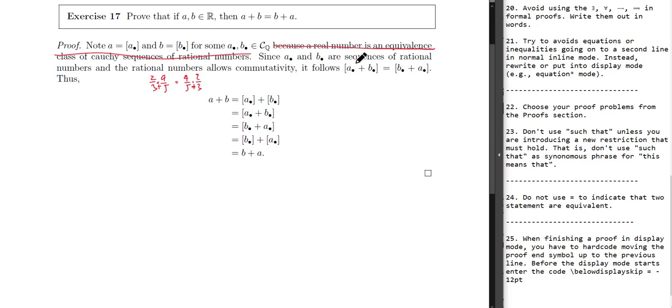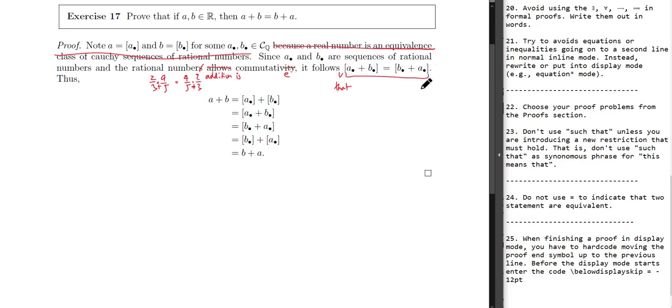So I think what you're trying to say here is that A and B are sequences of rational numbers, and rational number addition is commutative. Okay, it follows, well, we're going to say it follows that. Okay, and this is really the key point in the whole proof. And so this is where you actually want to take some time.